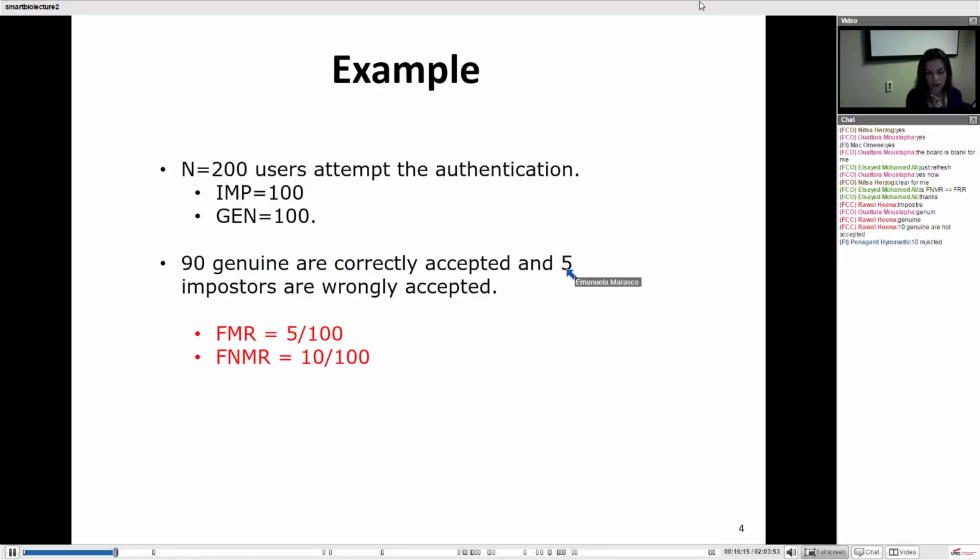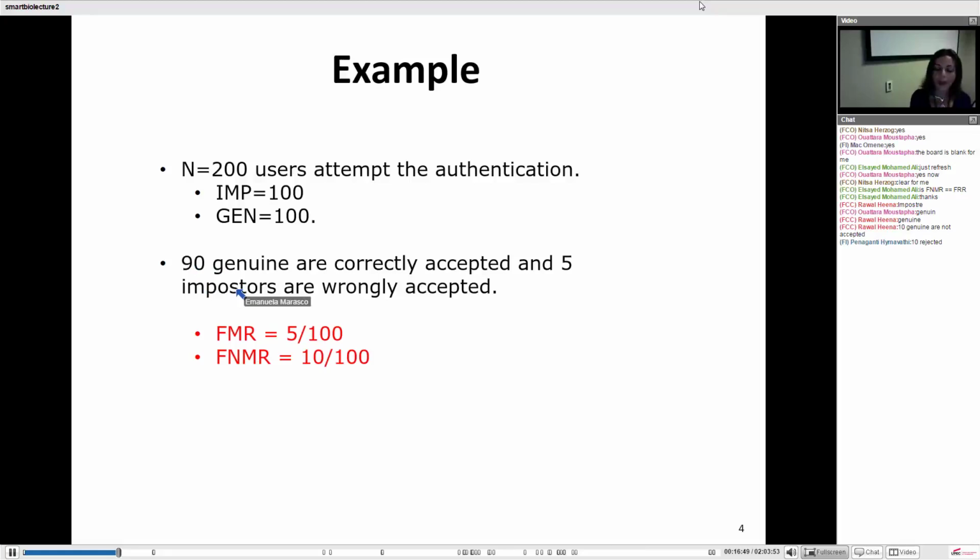On the other side, we also have the imposters. So what happened? That the system wrongly accepts 5 imposters. And then we can compute the false match rate, so the number of imposters wrongly accepted by the system divided by the total number of imposters. So this will be the false match rate, and this will be the false non-match rate if in this reality, in this context, this will be the behavior of the system.